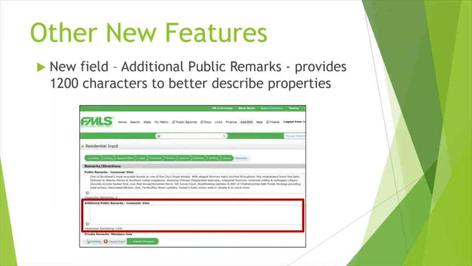Another new field, I think you will like this one, additional public remarks. We've added a field that's called additional public remarks, and we'll give you 1,200 extra characters to describe your property. Hopefully you'll love that, because I know it's hard for you to do it in 256 characters now. We see all the abbreviations that you use, just trying to get that description in to attract buyers. So hopefully this will help in that regard.